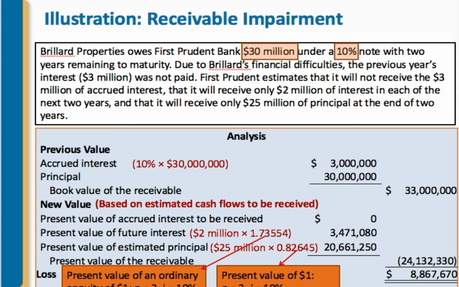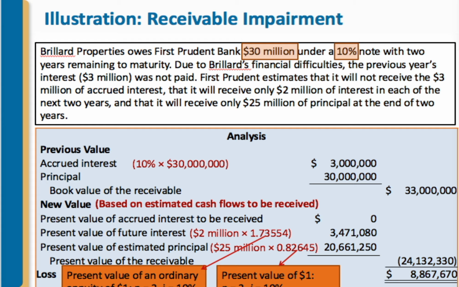For this illustration, the discounted present value of the cash flows prior to the impairment is the same as the receivable's book value, which is $33 million. That amount is determined by adding accrued interest of $3 million, 10% of $30 million, and the principal amount of $30 million. The present value of future interest is $3,471,080, and the present value of estimated principal is $20,661,250. Therefore, the discounted present value of cash flows after the impairment is $24,132,330, which is less than book value.